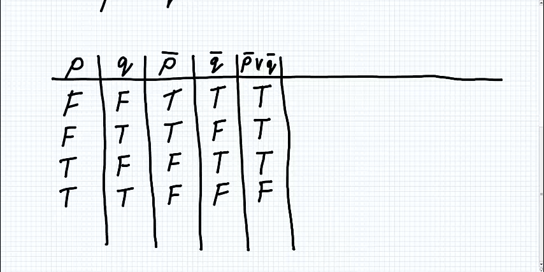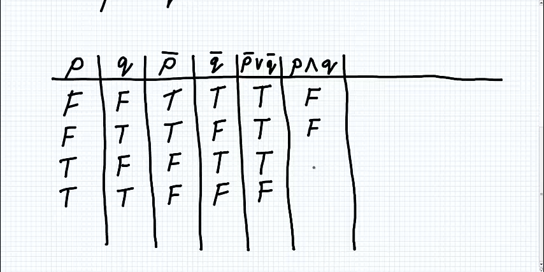Okay, so we formed the expression not P or not Q. Let's have a look at the idea behind P and Q. Okay, so to determine the truth value of P and Q, we're going to have to look back to the first two columns here. So for the first one, we have false and false. That's going to be false. The second row, we have false and true. That's going to be false. The third row, we have true and false. That's going to be false. And finally, we have true and true. That's going to be true.